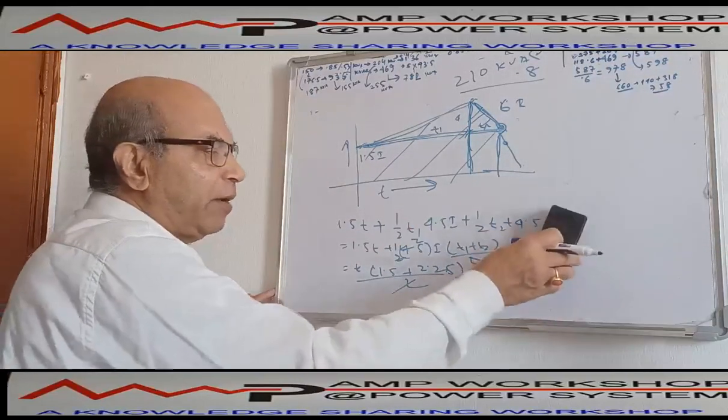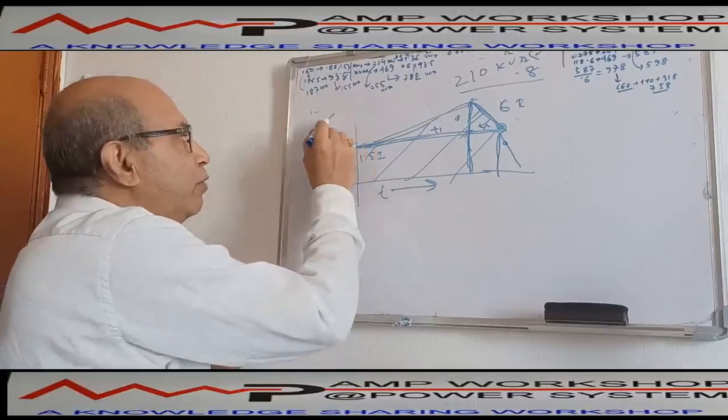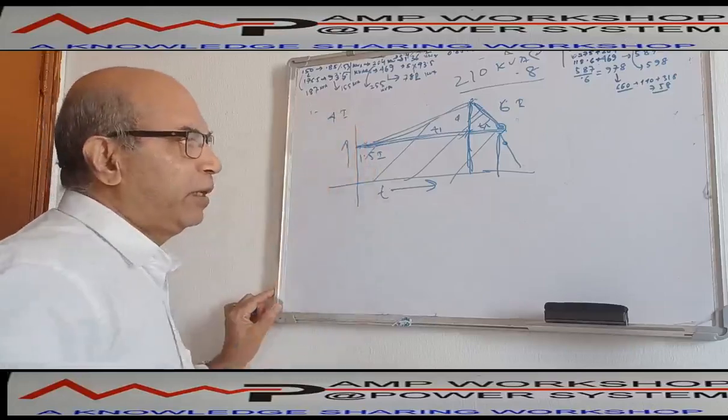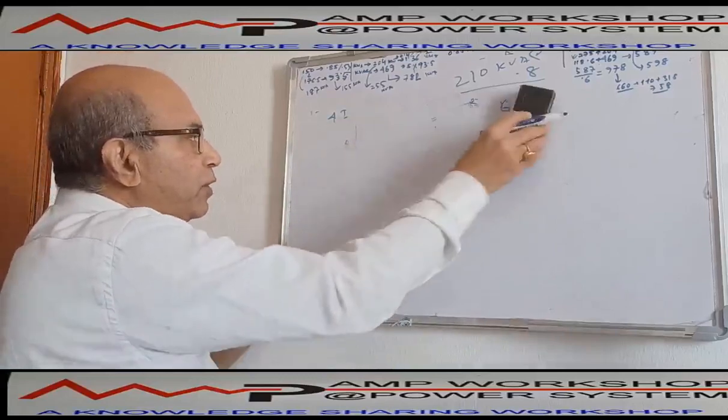If we consider the average starting current of the motor, 4 times I is the starting current of the motor approximately. And the power factor of the motor is also, we have considered the running power factor as 0.6, right?